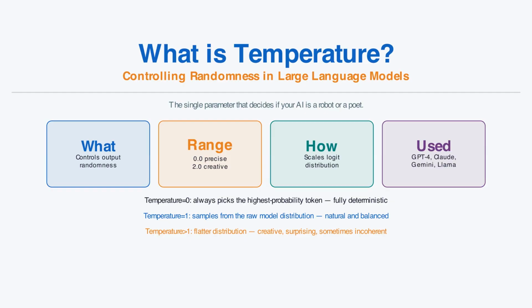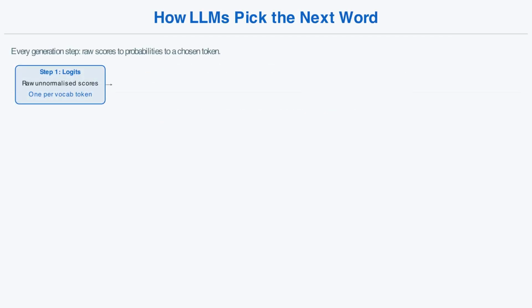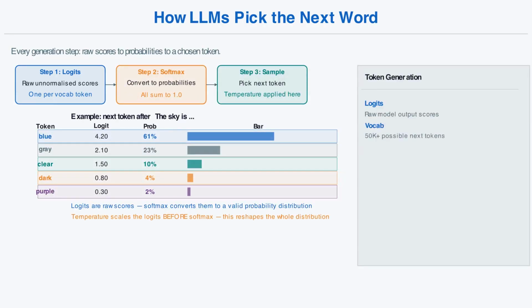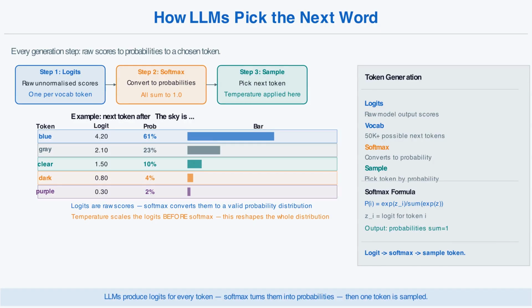a language model. Before we can understand temperature, we need to understand how a language model picks its next word. Every generation step has 3 stages. First, the model produces logits. These are raw, unnormalized scores, one for every token in the model's vocabulary. A vocabulary might contain 50,000 tokens or more. Each logit represents how strongly the model believes the token should come next.